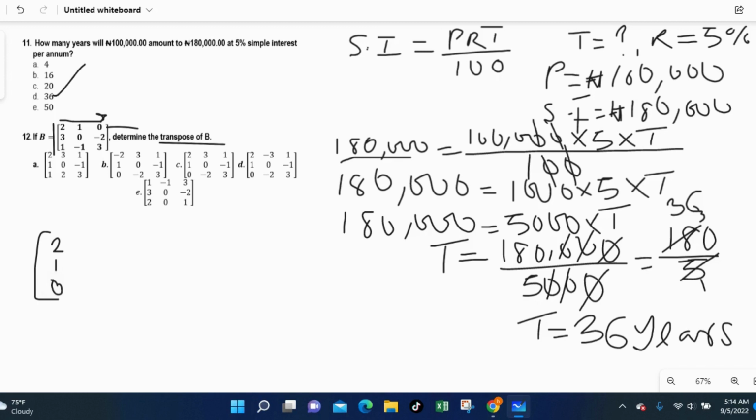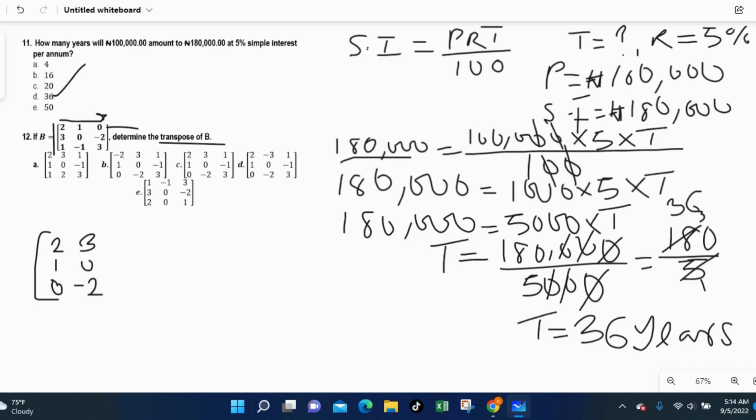The second row is 3, 0, and minus 1. We are going to change it to become a column. So that will give us 3, 0, and minus 2. Good. Now we're going to look at the third row.